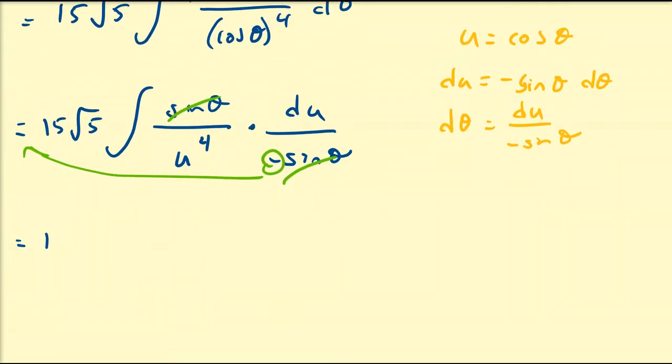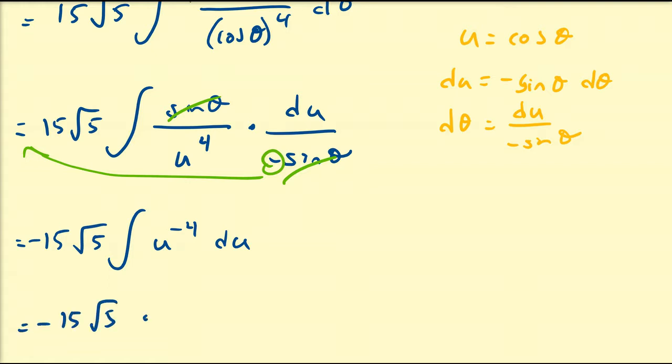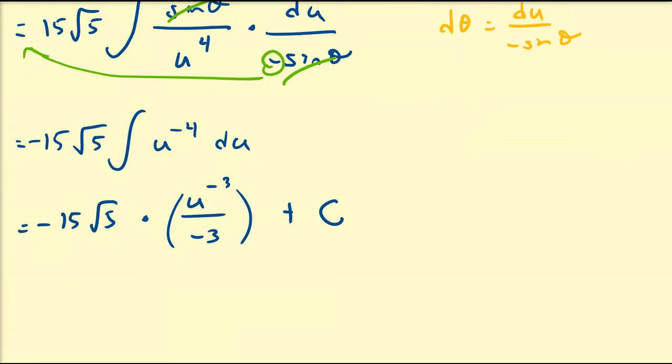So this is just going to be equal to 15 negative square root of 5 times the integral of u to the minus 4th du. And now we can proceed with the power rule. So this is going to be negative 15 square root of 5 times, add 1 to negative 4 gives us negative 3, so u to the minus 3 divided by our new exponent, plus some arbitrary constant c. From here we can divide negative 15 by negative 3 to get a positive 5. So this is just going to be equal to 5 square root of 5 times u to the minus 3 plus c.